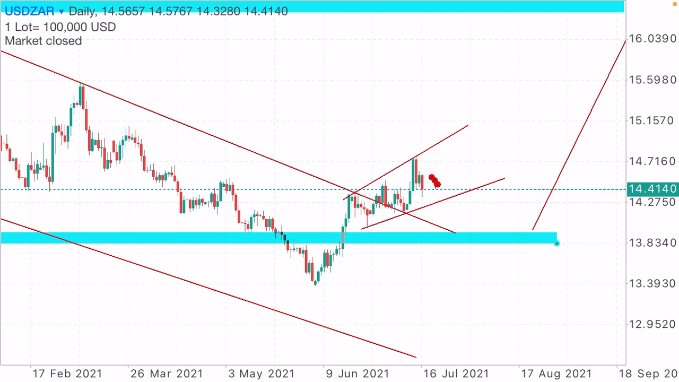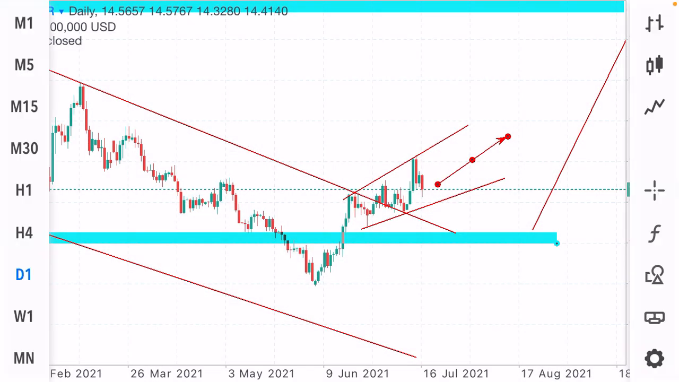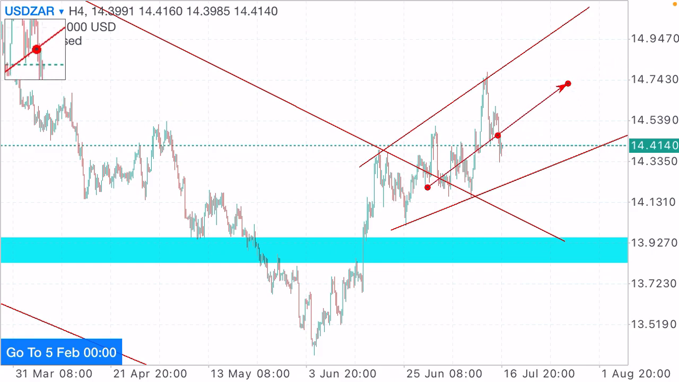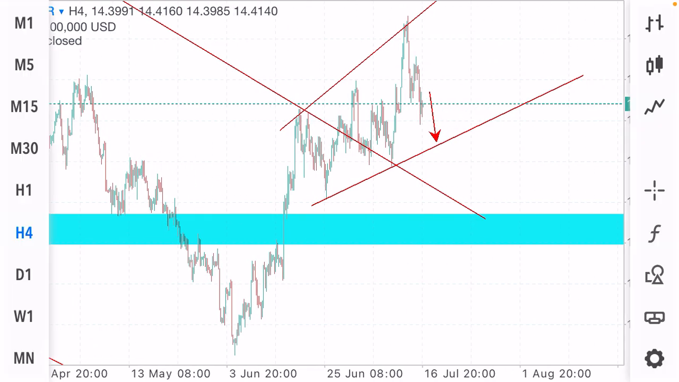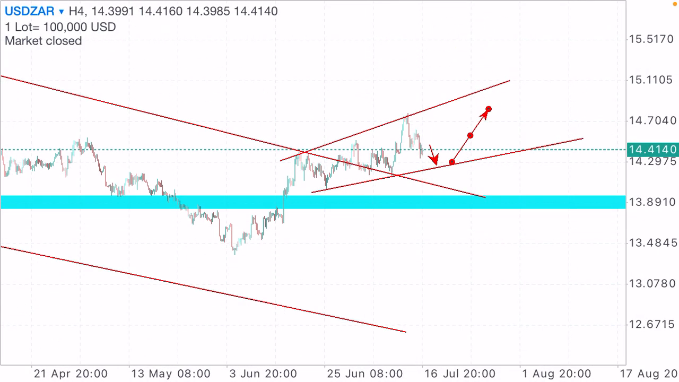Okay, let me go to a 4-hour time frame so I can be able to plot this thing. Right, 4-hour time frame. So what I'm saying is we're expecting a push of price to this trend line, then a buy, then a buy like that.